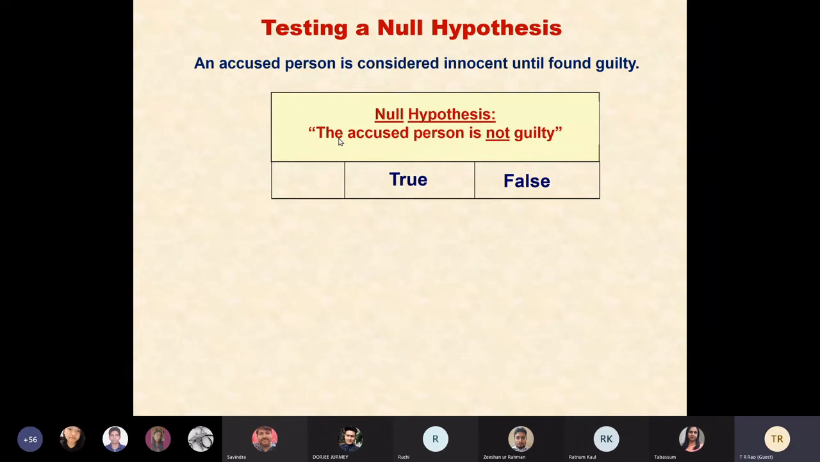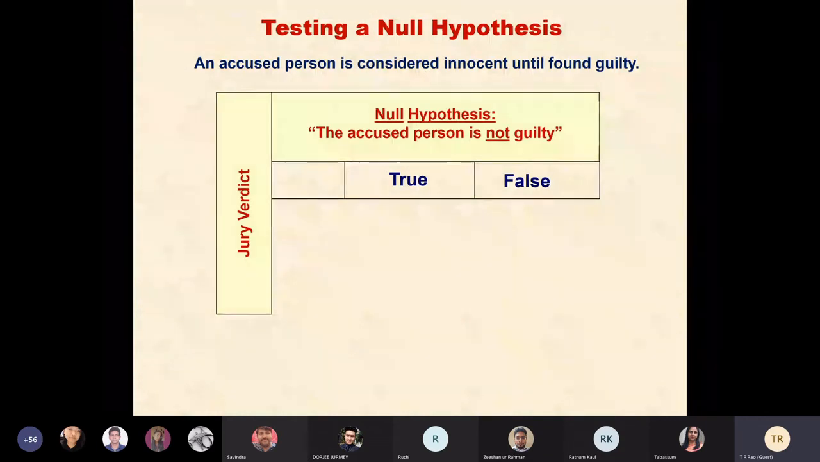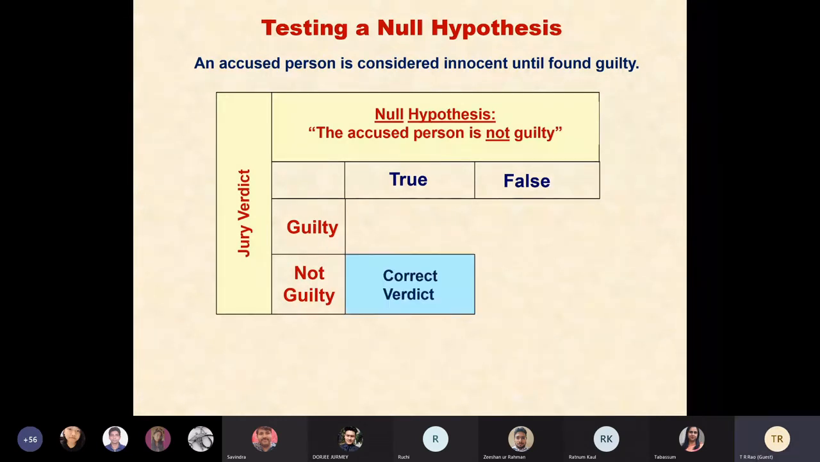Now the court appoints a jury. We don't have a jury system, but many countries do. So the jury deliberates on all the points they have heard from the prosecution and the defense, and they reach a conclusion. They could say he is guilty, or they might pronounce him innocent or not guilty. Let us see what errors we could commit. This is correct because he is not guilty, that's true, and the jury also found him not guilty. So this is a correct verdict. That's also a correct verdict.